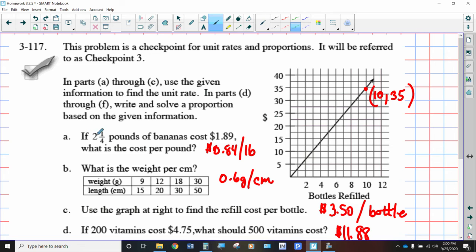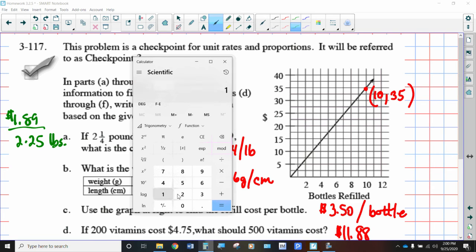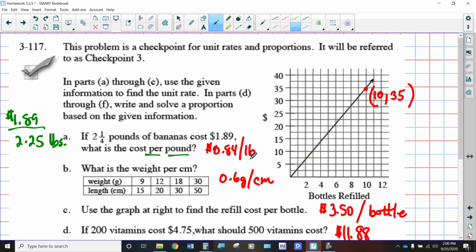So for instance, if 2 1/4 pounds of bananas cost $1.89, the cost per pound would involve us starting off with the price, 2 1/4 pounds and then doing the division. $1.89 divided by 2.25 will give you your unit rate. So $1.89 divided by 2.25 gives you 84 cents per pound.